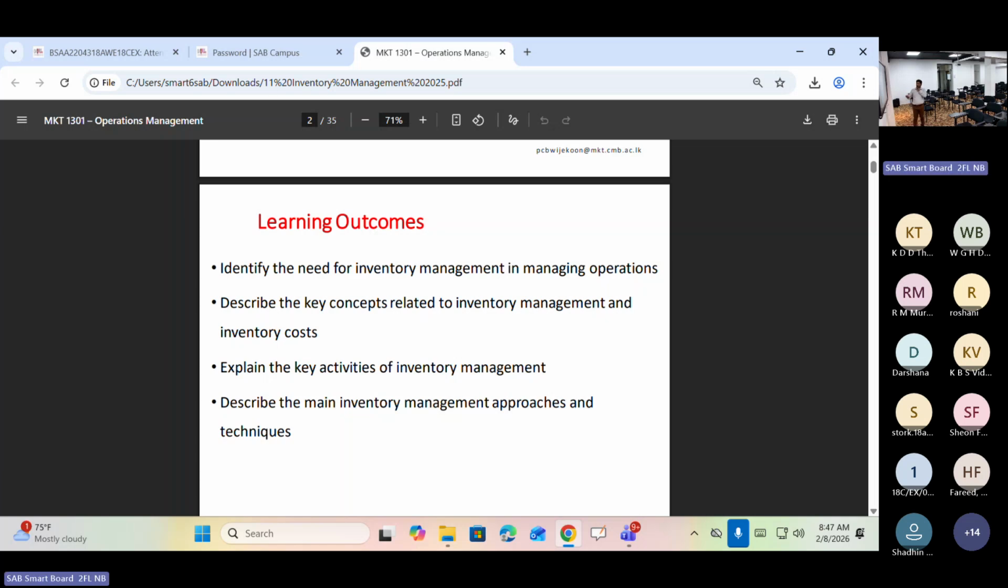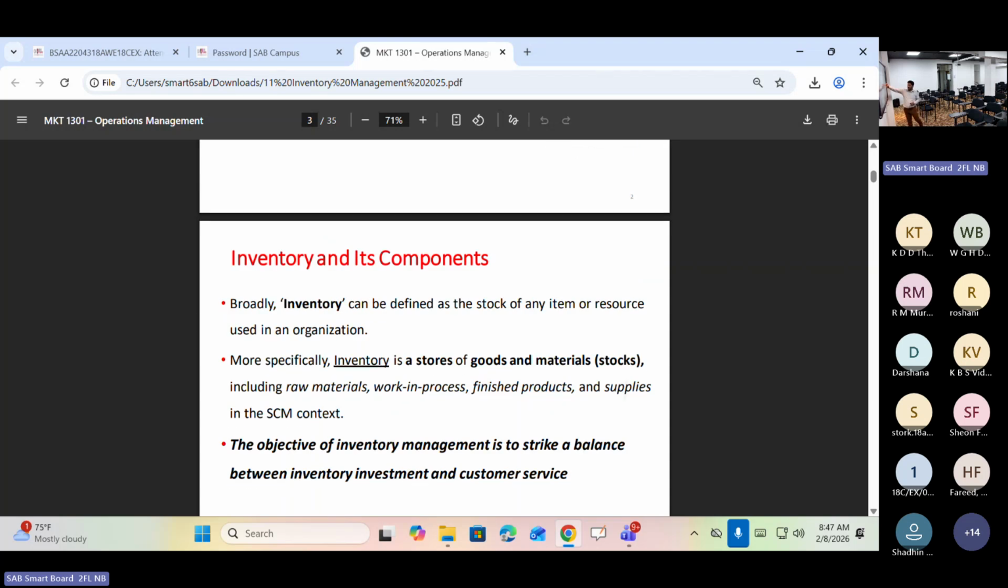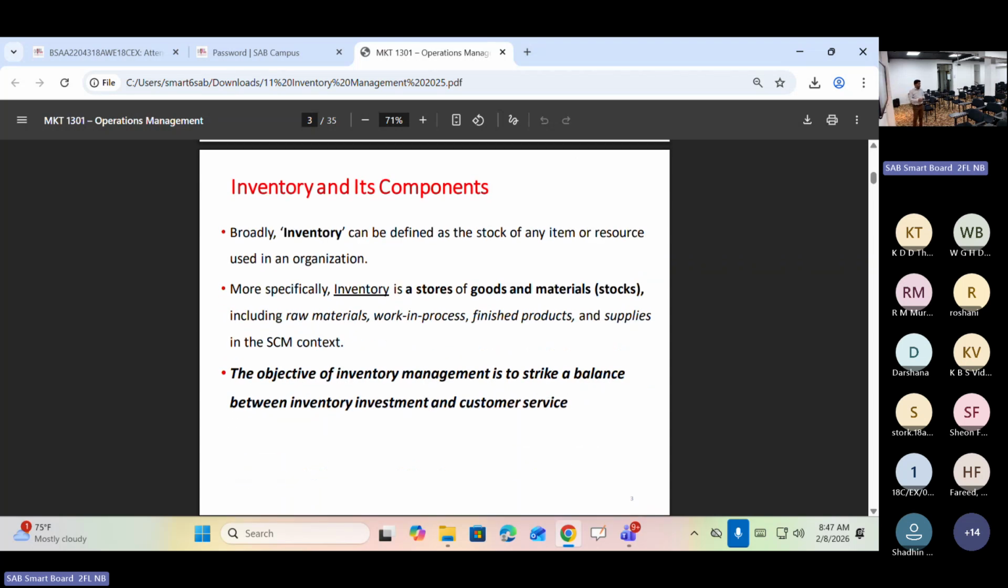So this is the content we are going to complete within 2 hours or so. First of all, let's identify why inventory management is important in manufacturing management or operations management. Prior to that, let's define the inventory and identify how we can describe inventories in operations, as you see here in slide number 3.